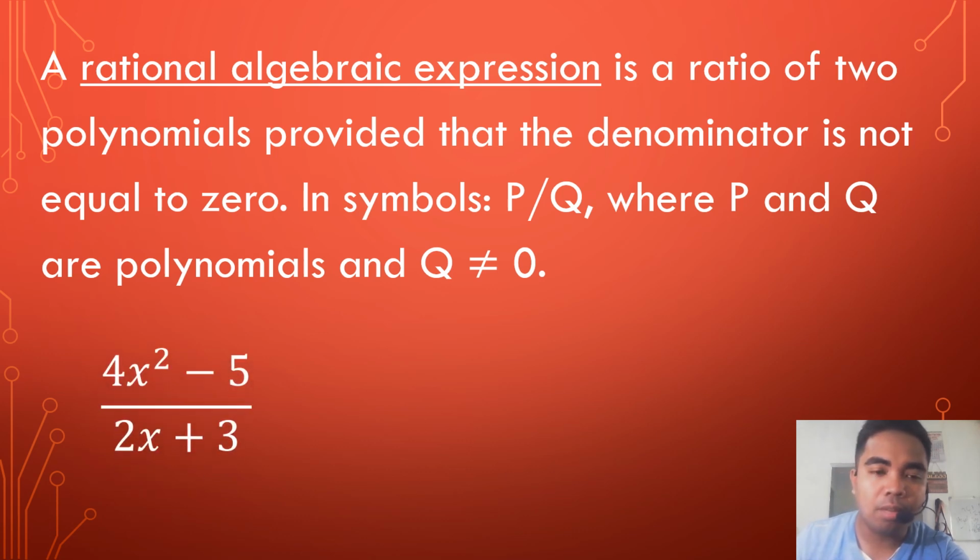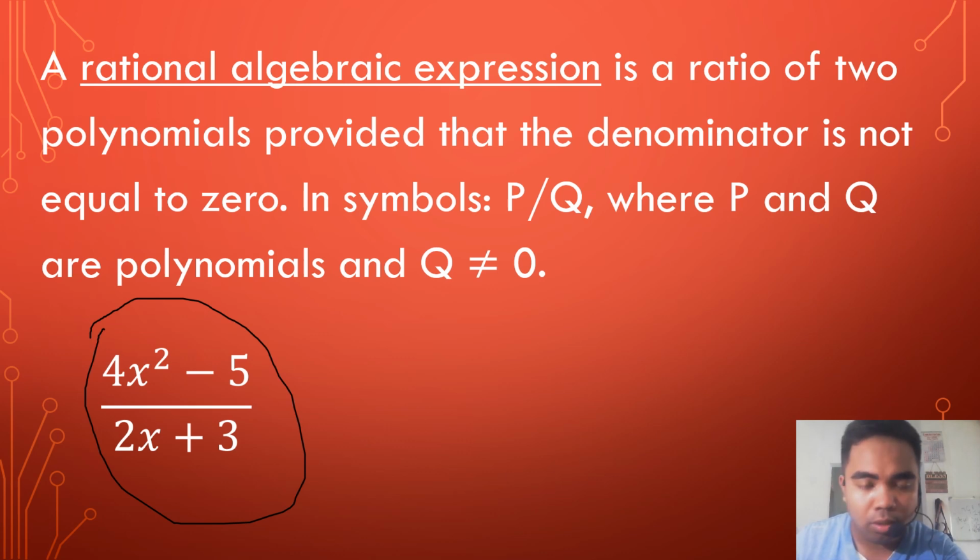So we have example here. Example number 1, we have 4x squared minus 5 over 2x plus 3. As we can see, hindi natin i-touch yung numerator, punta tayo dito sa denominator. Kung makita natin, we have 2x plus 3. So wala tayong makikitang 0 dyan. Therefore, we can easily identify that this expression is a rational algebraic expression.